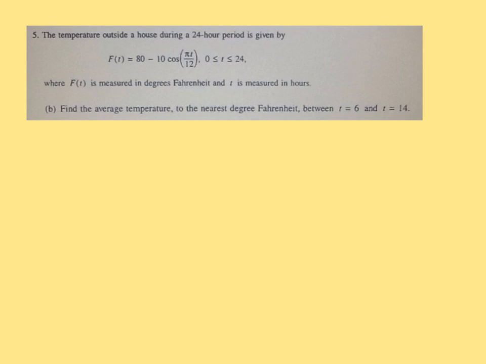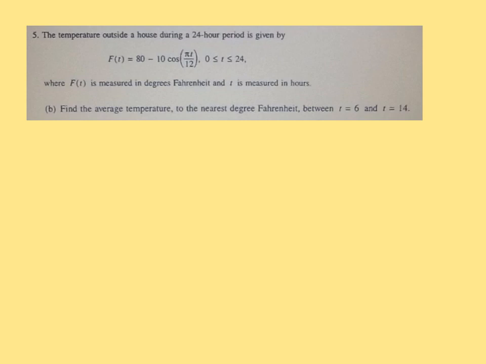Okay, so we still have this function, and we want to find the average temperature to the nearest degree. So they're always going to tell you, do we want nearest degree, the hundredth of a degree, thousandths of a degree. So they're talking about decimal places in our final answer. And this is between 6 and 14. Time equal to 6 and 14 hours.